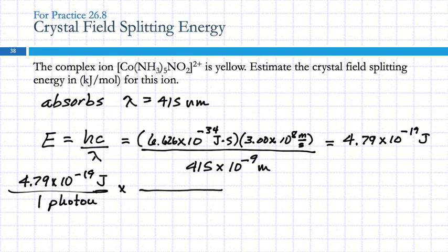So I need to convert that into moles. I'm going to put photons on the top because I want that to cancel out. And then I'm going to get joules per mole. So how many photons are in a mole? 6.022 times 10 to the 23rd per 1 mole. And then I can convert to kilojoules. Kilo stands for times 10 to the 3.